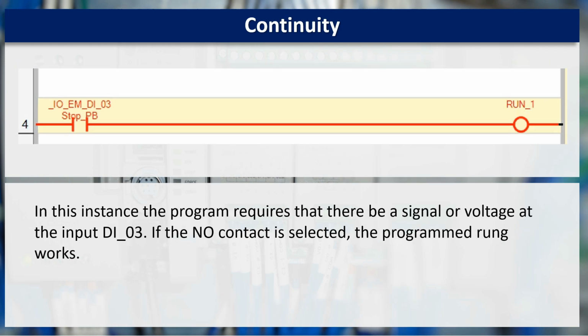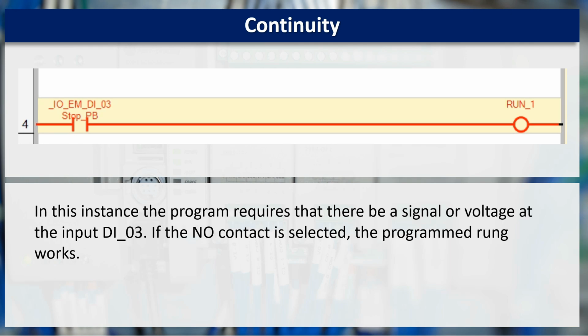In this instance, the program requires there be a signal or a voltage at the input DI_03. If the normally open contact is selected, the programmed rung works.